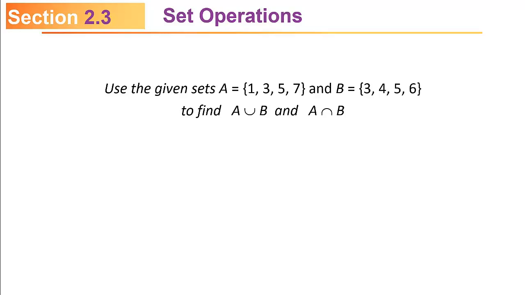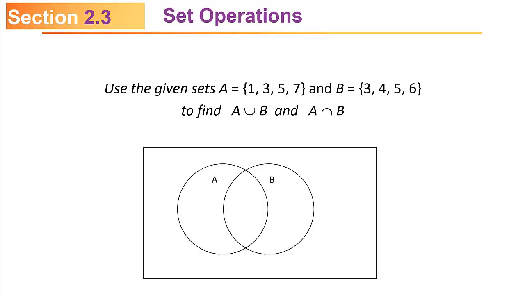For example, use the given sets. A is a set consisting of the numbers 1, 3, 5, and 7, and B is a set consisting of the numbers 3, 4, 5, and 6, to find A union B and A intersect B. We can do it with the Venn diagram just to see it more visually, but you don't have to have the Venn diagram to do these problems. I want to illustrate it with a Venn diagram just to show you the visual representation of it.